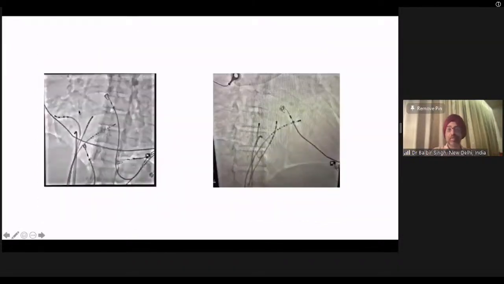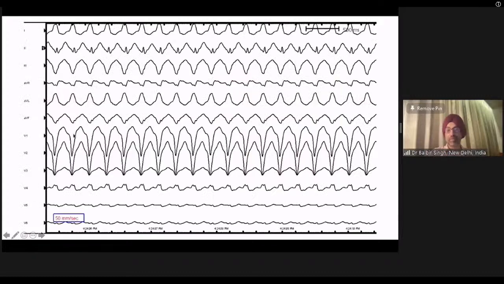This is the site where ablation was successful. This is the distal part of the accessory pathway. This was the His bundle. You can see it's far away. This was the ablation catheter, and this is far away from the His bundle, but had potentials which looked very similar to His bundle potentials.